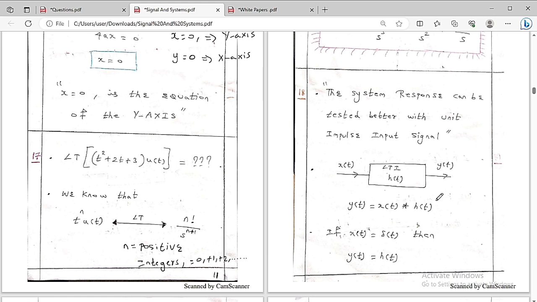Means if you take the input as the unit impulse signal, we are going to get the output as h of t. If you know h of t, you can get each and everything regarding the LTI system. What are the properties that are going to be satisfied by those systems? All these things we are going to know with the help of this signal. So this is the point you always have to keep in mind. So now let's go for another question.